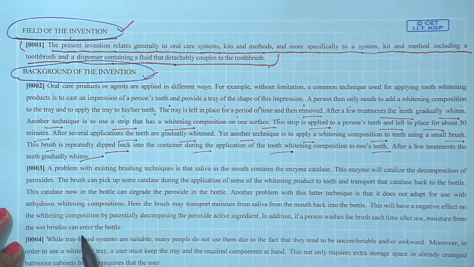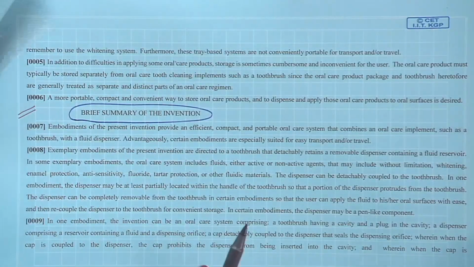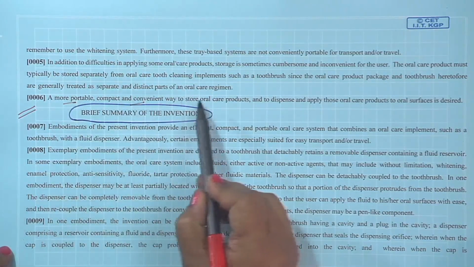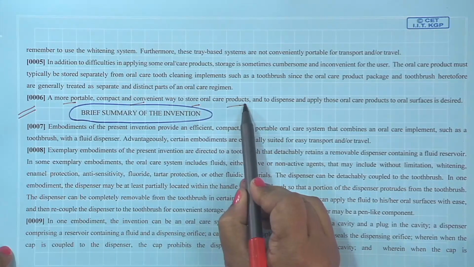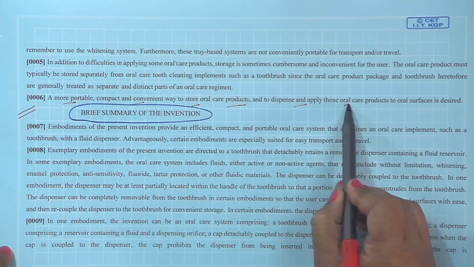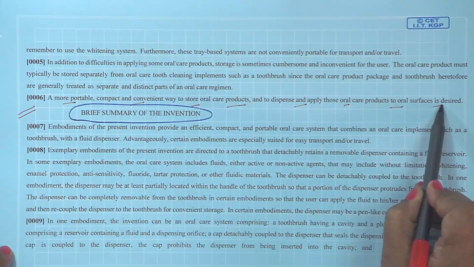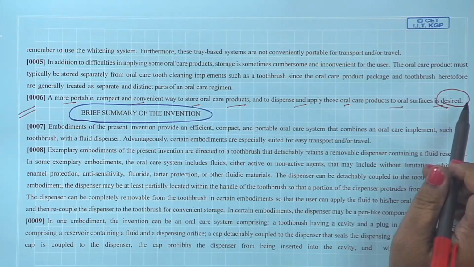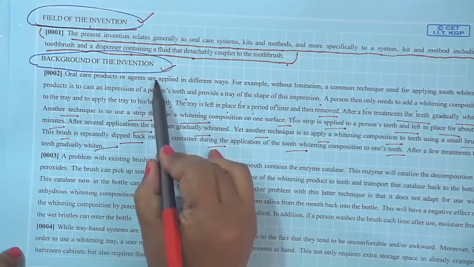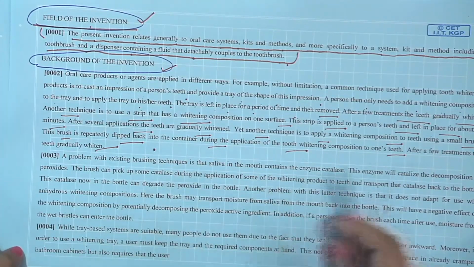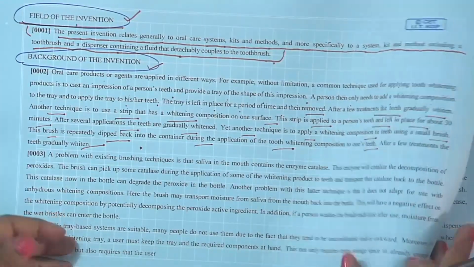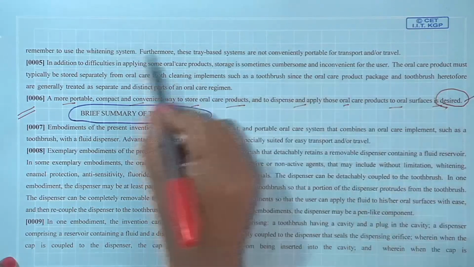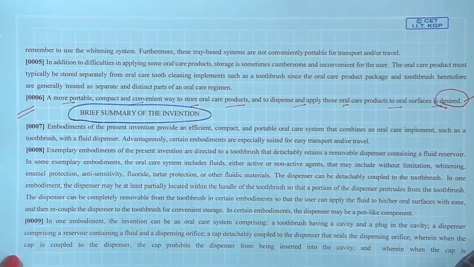Now, you can read the next para, that is 004, and then the last one is written as a more portable, compact and convenient way to store oral care products and to dispense and apply those oral care products to oral surfaces desired. So, what is the necessity is mentioned here, and at the start we have already seen what exactly the prior art is. Now, you can go through this document, you can see the different prior art mentioned here, and then you can see what is desired. So, this is the way the background is drafted.